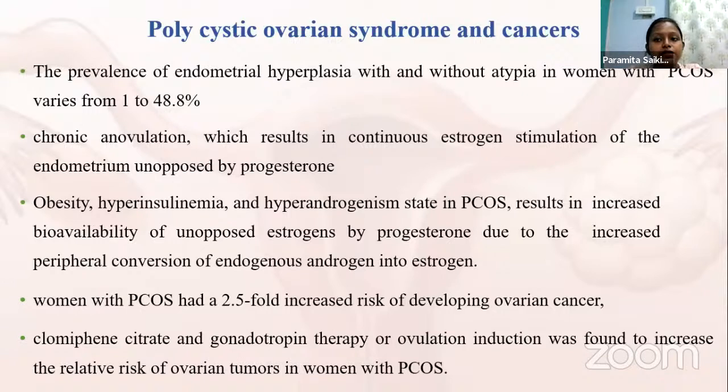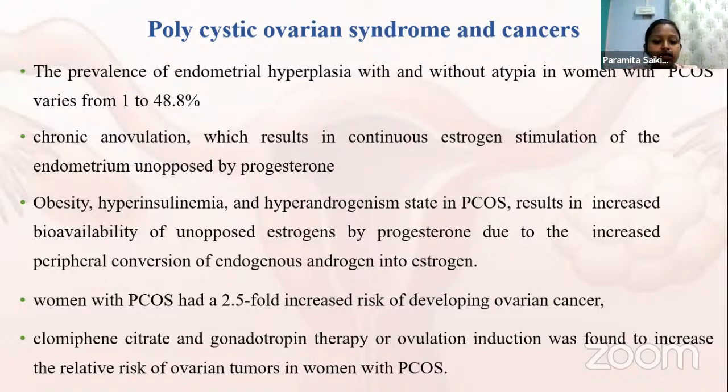Polycystic ovarian syndrome and cancers. The prevalence of endometrial hyperplasia with and without atypia in women with PCOS varies from 1 to 48.8%. Chronic anovulation results in continuous estrogen stimulation of the endometrium unopposed by progesterone. Obesity, hyperinsulinemia, and the hyperandrogenism state in PCOS result in increased bioavailability of estrogens unopposed by progesterone, due to increased peripheral conversion of endogenous androgen into estrogen.